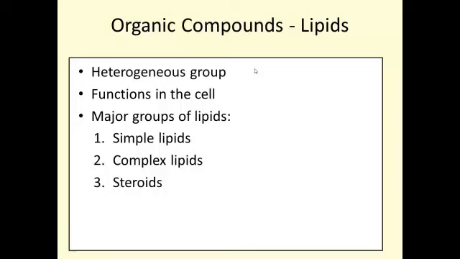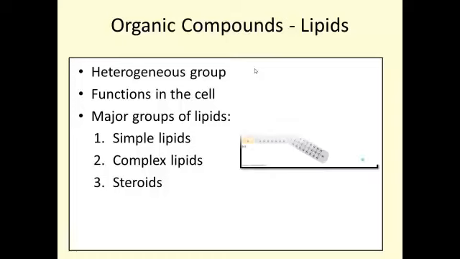They do have a few oxygens in there. Their functions within the cell are energy storage. Fats contain calories. They're also structure. The membranes of cells are made up of lipids. You want to keep the outside out and the inside in. And also communication in the form of hormones in multicellular organisms. Now let's talk about the major groups of lipids.